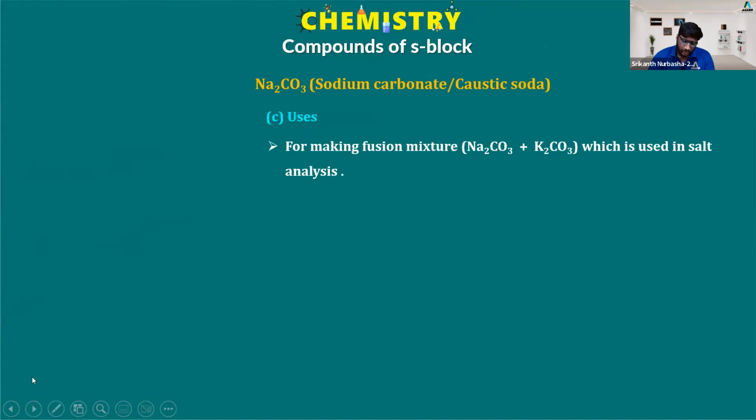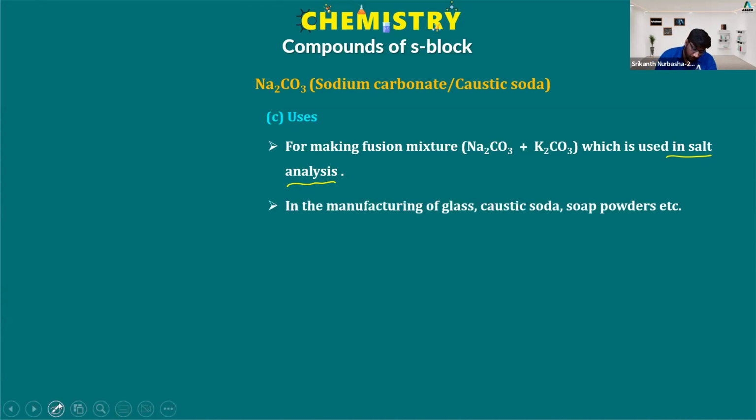Uses: making fusion mixture, Na2CO3 and K2CO3, which is used in salt analysis. Na2CO3 is used in the fusion mixture as well as in soap powders, caustic soda, and glass. In all these preparations it is going to be used. Na2CO3 is used for different purposes, and these uses we have to remember. This is how Na2CO3 is going to be useful.